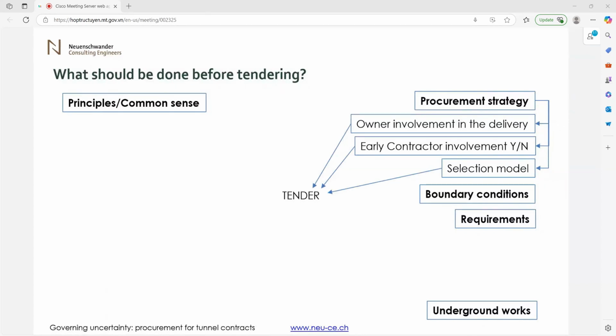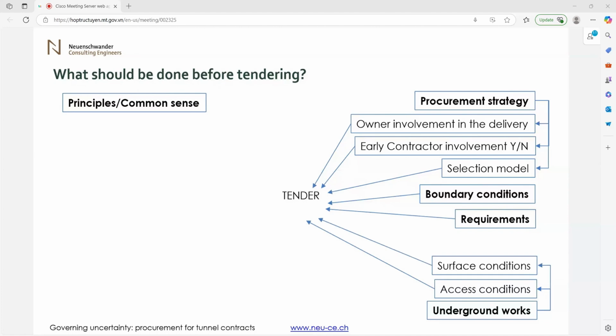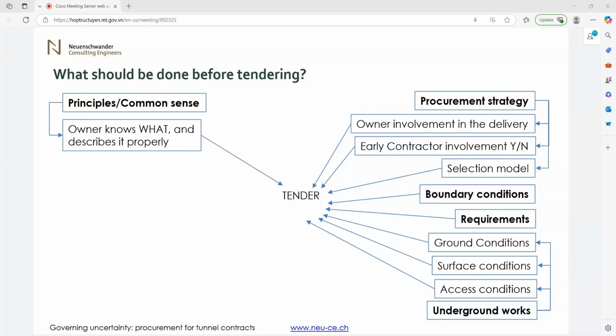What selection model will we pick? Will we have a price-only selection, or will we have a price and quality based selection? What are the boundary conditions? What are the requirements? And then when it comes to underground works, what are access conditions? What are surface conditions? And what are the ground conditions we need to take into account? All of this needs to flow into the tender.